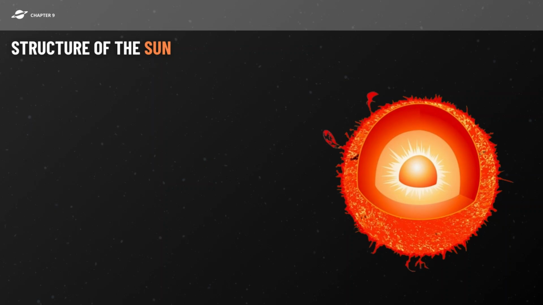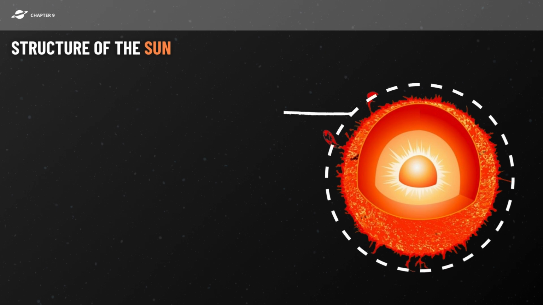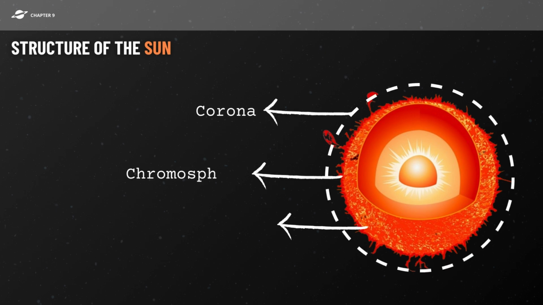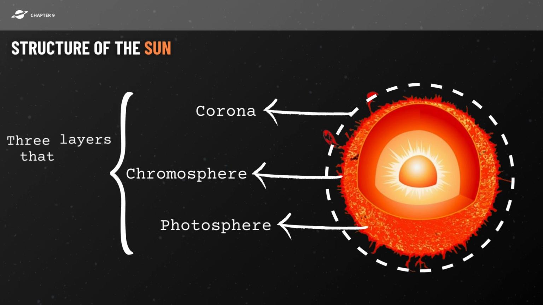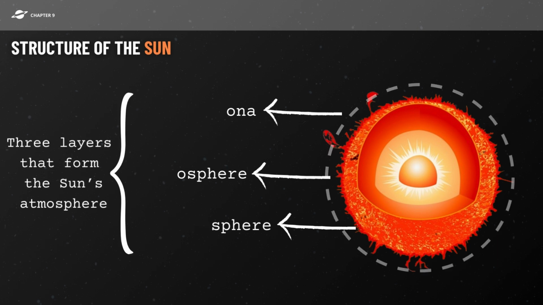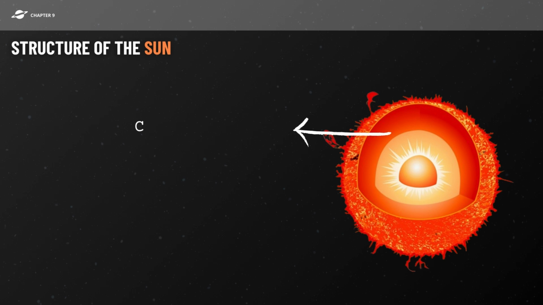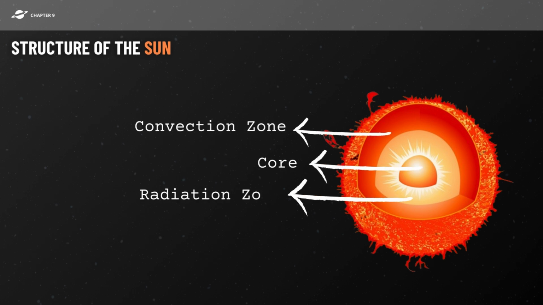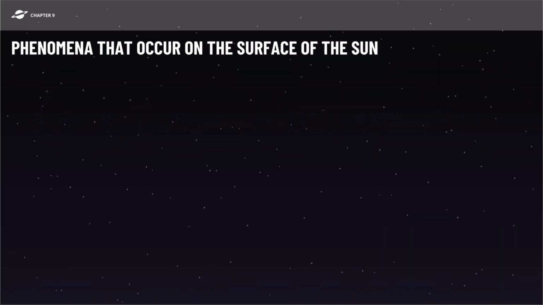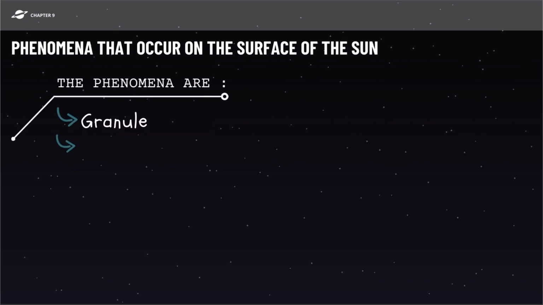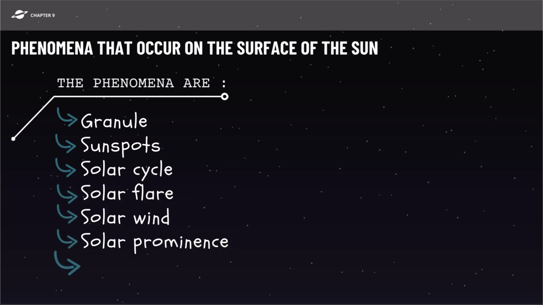Now, the structure of the Sun is made up of two main layers, which are the inner layers and the Sun's atmospheric layers. The corona, chromosphere, and photosphere are the three layers that form the Sun's atmosphere. And the rest are the convection zone, radiation zone, and the core. Besides the Sun being the source of light and heat, there are other phenomena that affect lives on Earth, which are granules, sunspots, solar cycle, solar flares, solar wind, solar prominence, and coronal mass ejections.